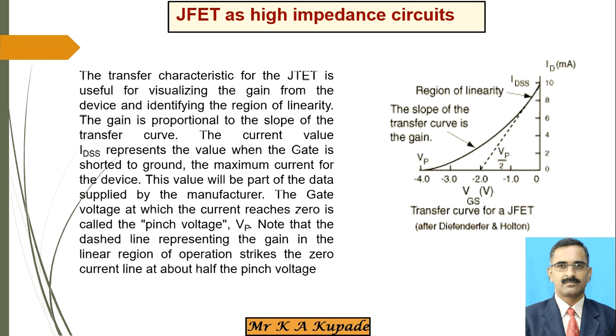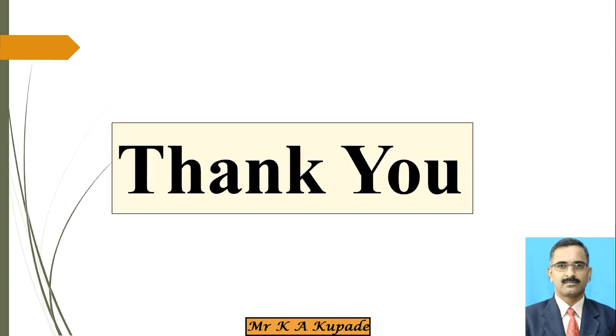So this is all about the JFET as a high impedance circuit. Once again I am repeating that due to the reverse bias of the gate junction, this JFET provides a high input impedance, and it is a very good device with advantages over the BJT. For that reason, the JFET is used instead of the BJT in the application. Got this? This is all about this topic.